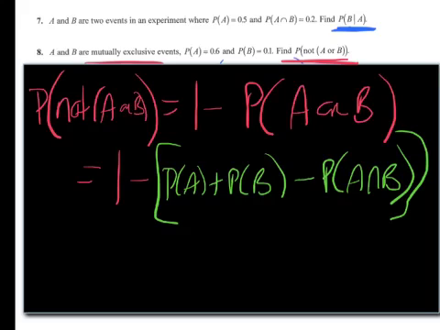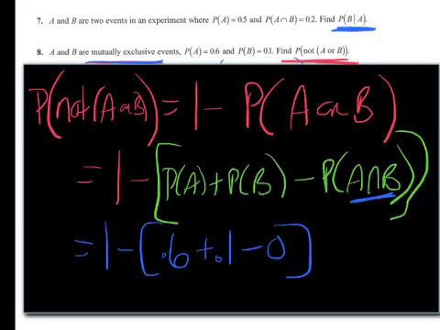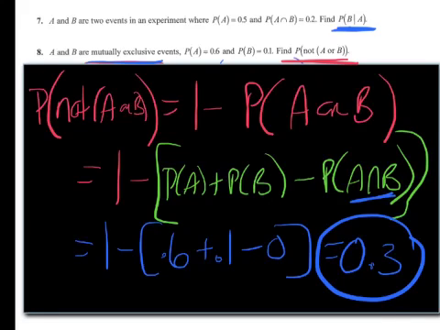So from this, what we could write then, probability of A is 0.6, of B is 0.1. The probability of A and B having anything in common, they are mutually exclusive, so it can't exist. So that would be 0, by the way. So you're going to have 1 minus 0.7, so the probability in this case is going to be 0.3.